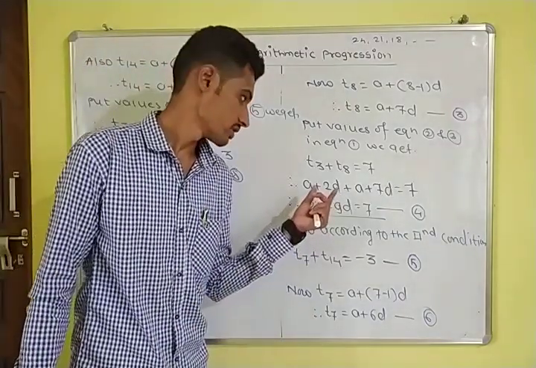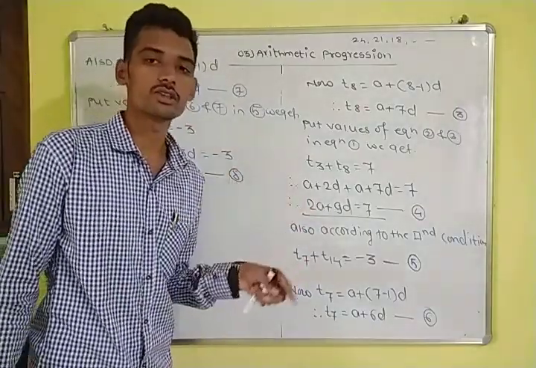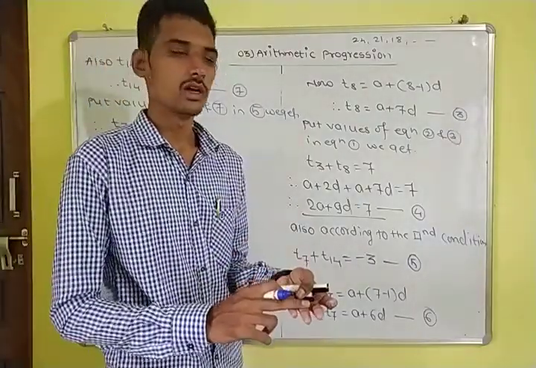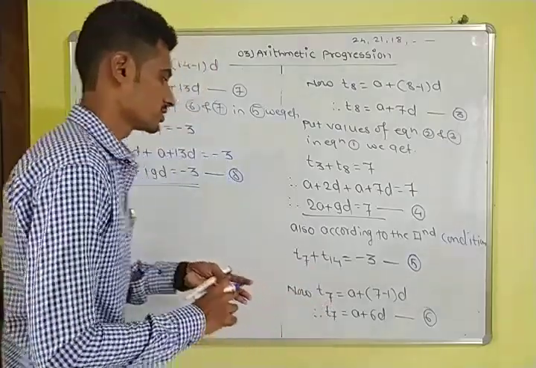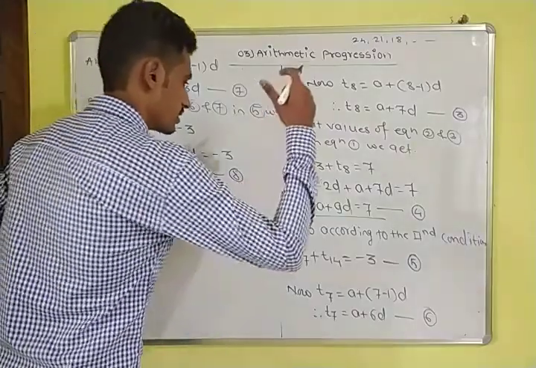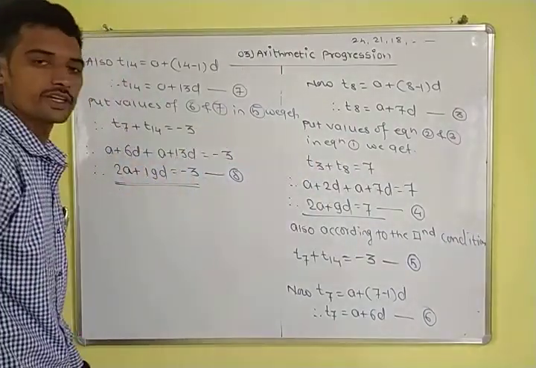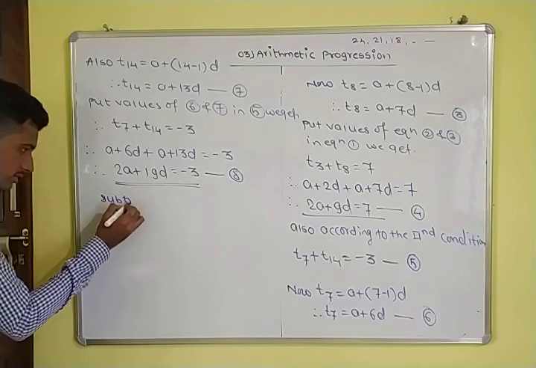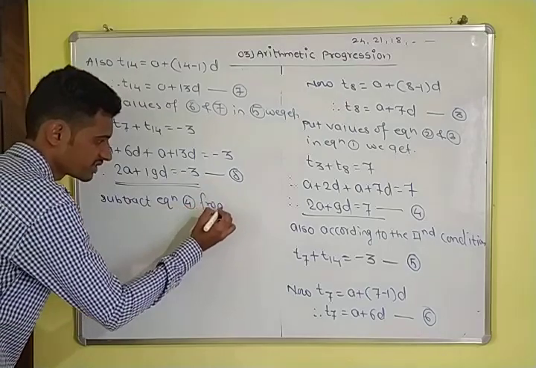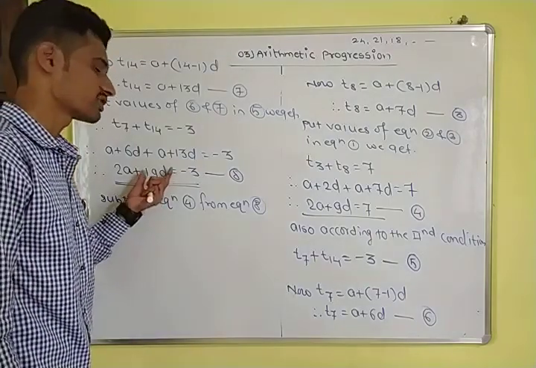These are two linear equations in two variables, and we know how to solve linear equations in two variables. There are various methods: elimination method, determinant method, reduction method. So according to the elimination method, subtract equation 4 from equation 8. Write down first equation number 8.